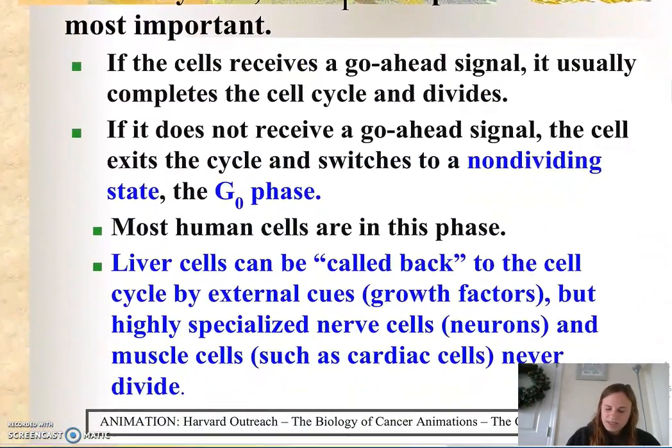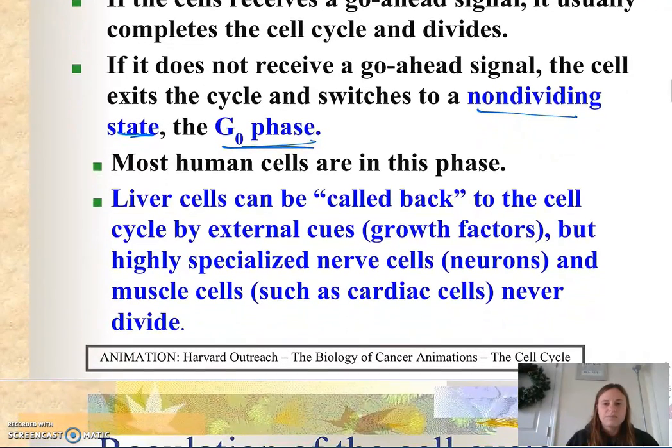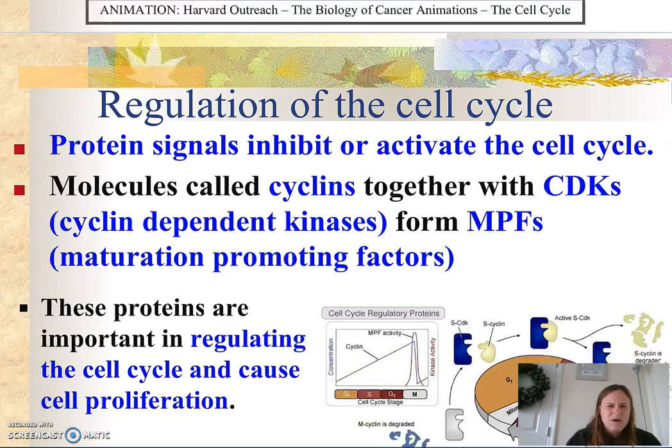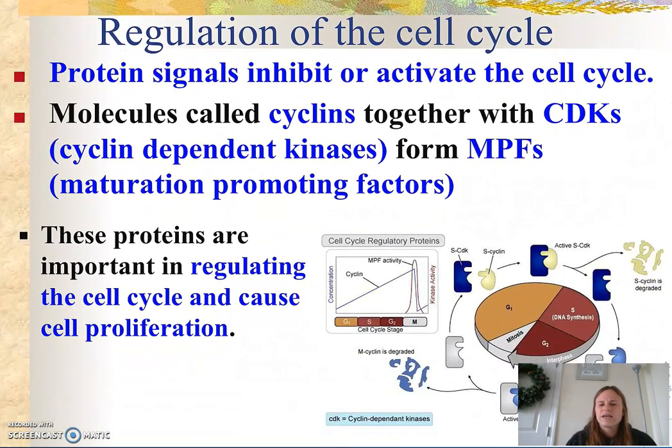So here's what I just said, that the non-dividing state is known as the G0 phase, and certain cells can be called back to the cell cycle. Those cells are called back by growth factors, but there are other cells, highly specialized cells, that don't ever get called back, so to speak. They never divide. So how exactly is this cell cycle regulated?